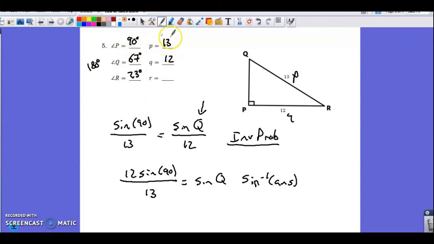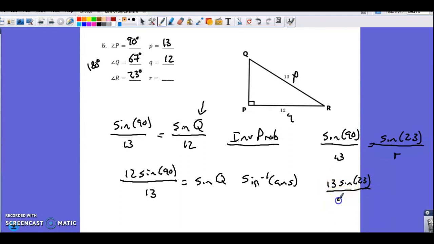And then remember, go back to the first pair, the original pair. Here's sine of 90 over 13 is going to equal the sine of 23 over r. So this time I'm cross multiplying: 13 sine of 23 divided by sine of 90. That will be r. That's not an inverse problem because you're looking for the side.